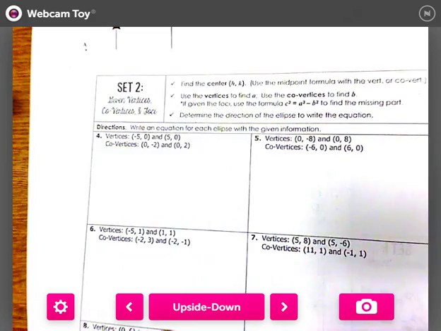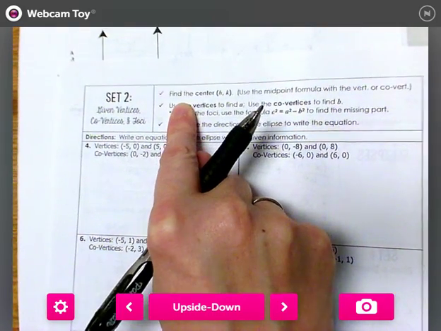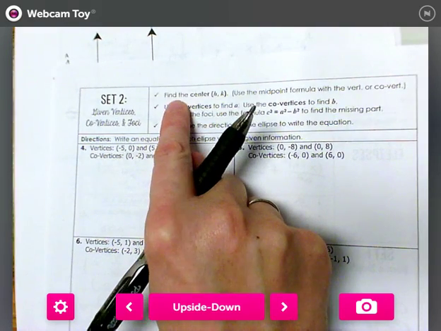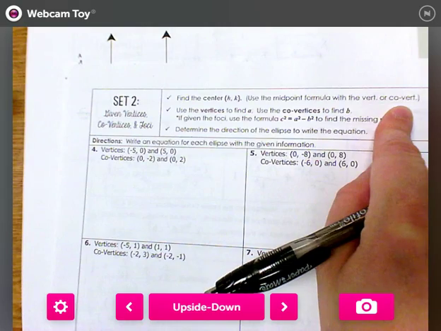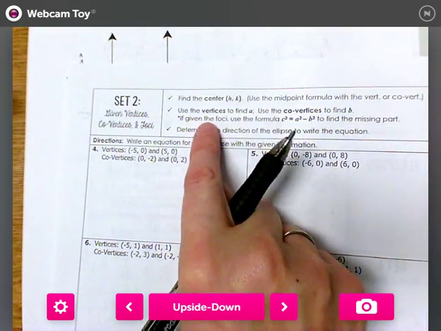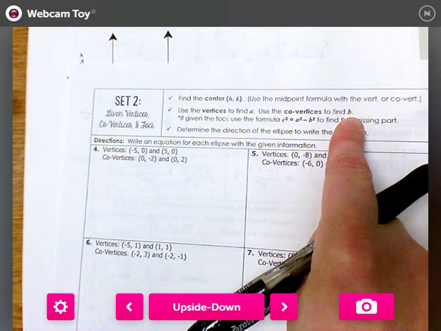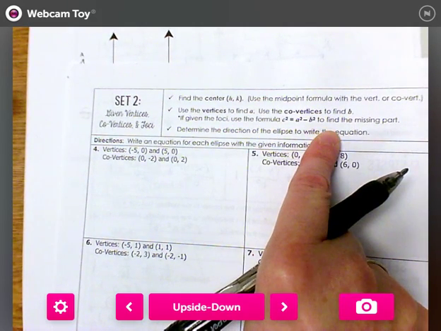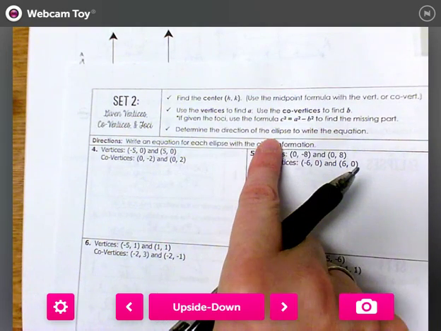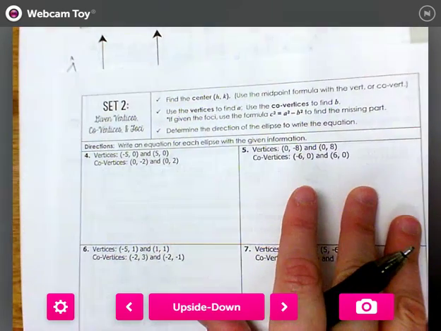So this talks about our different steps right up here at the top. This is why I really like these notes because they're already written in here. Find the center, h, k. Use the midpoint formula with the vertices or co-vertices to do it. Use the vertices to find a. Use the co-vertices to find b. If you're given the focus points, use this formula to find the missing parts. Okay. Determine the direction of the ellipse to write the equation. Okay, if it's horizontal or vertical.